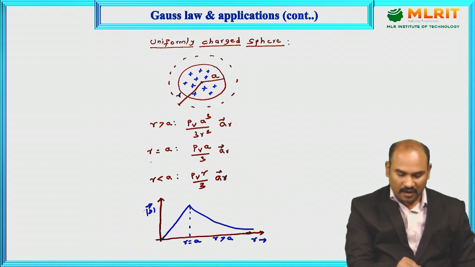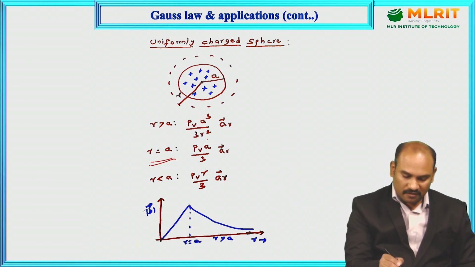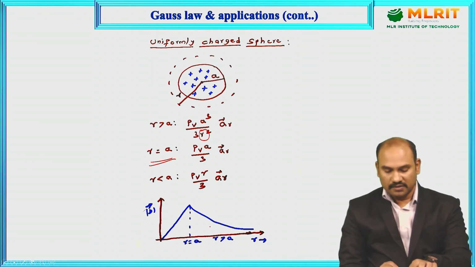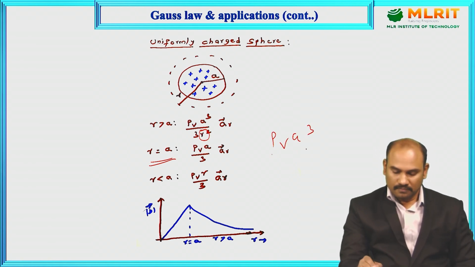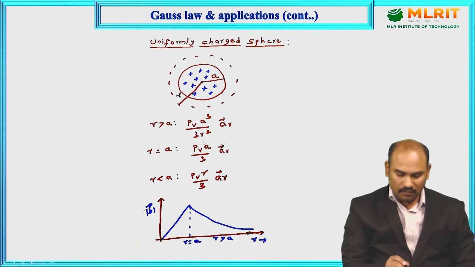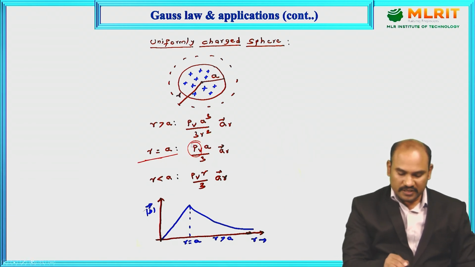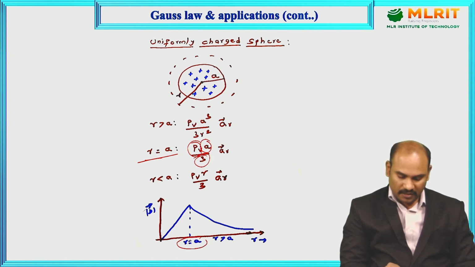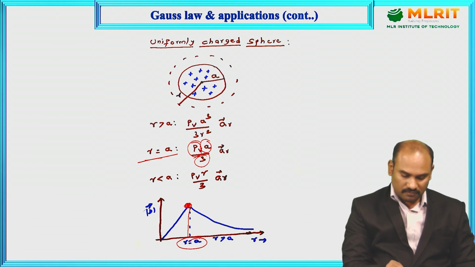Next, second case, if R equals A, just in place of R, substitute A. What do you get here? You get A square, rho V A cube by 3. In place of R, substitute A: 3A square. A square cancels. What remains? Rho V A by 3. The same thing you have here. For R equal to A, rho V is constant, A the physical radius is constant, 3 is constant. So at R equal to A, you get a flux density value equal to rho V A by 3. So this is rho V A by 3, this point.